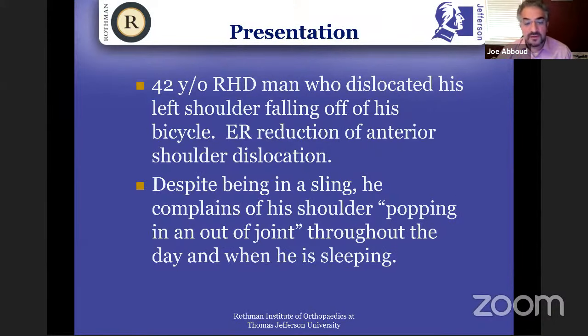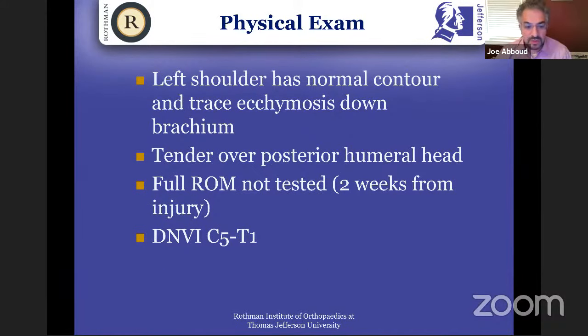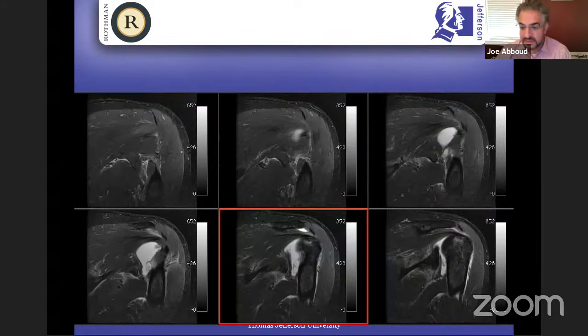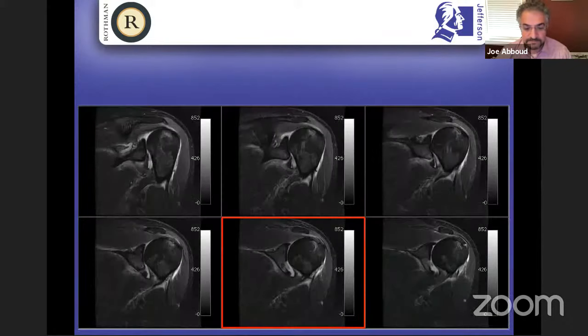So we're going to do a couple quick cases here. This is a 42-year-old who fell off his bicycle, ER reduction for shoulder dislocation. Comes in, says he still feels loose despite being reduced in a sling. Normal contour, neurovascularly intact. And these are the MR images he comes in with. You see that inferiorly there, there's some concern about his glenoid and labrum.